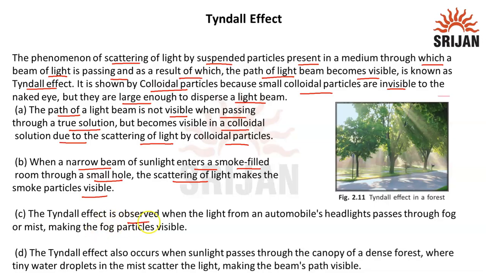The Tyndall effect is observed when the light from an automobile's headlights passes through fog or mist, making the fog particles visible. Lastly, it also occurs when sunlight passes through the canopy of a dense forest, which is shown here in the picture itself, where tiny water droplets in the mist scatter the light, making the beam's path visible.